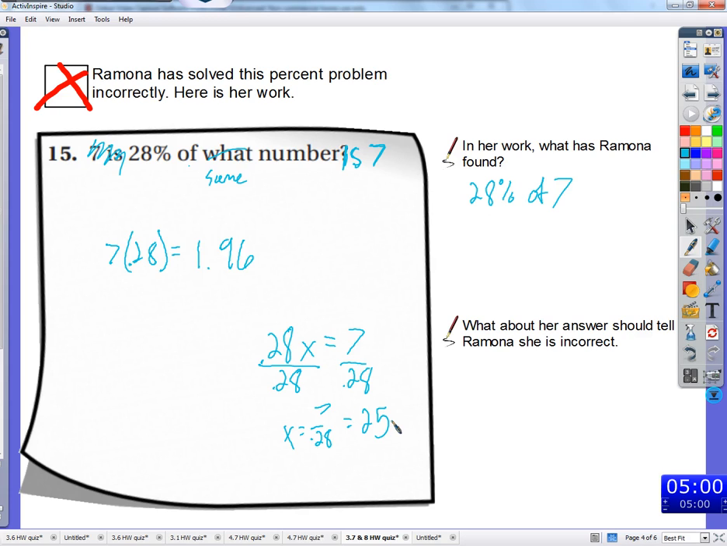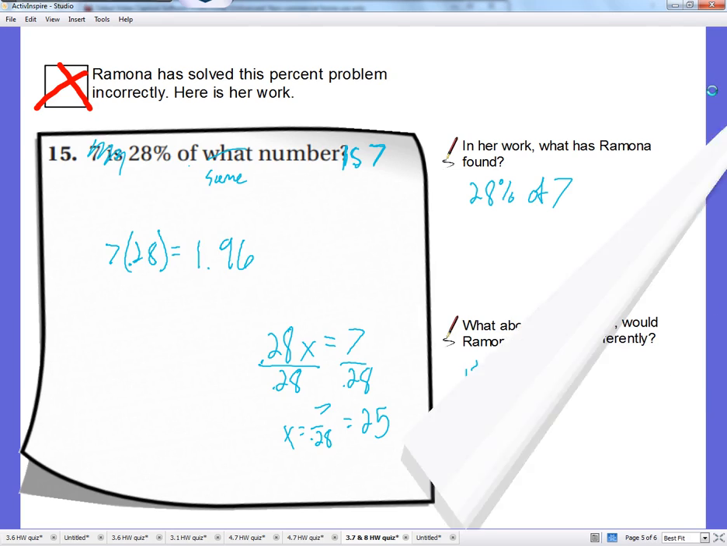So 7 is 28% of some number. You should expect that number to be bigger than 7, and we could even guesstimate it to be around 28. It should be about 4 times as big as 7. So what about this answer? Well, it's smaller than 7. That should tip us off. We should expect the number to be bigger than 7 at the very least.